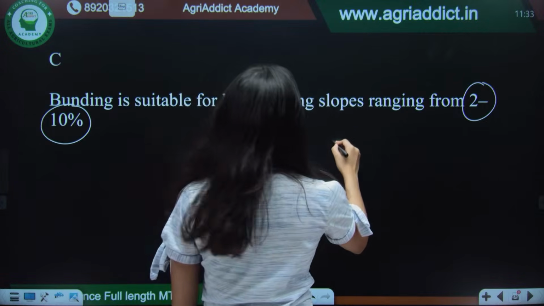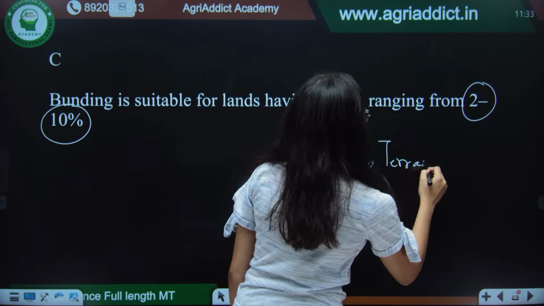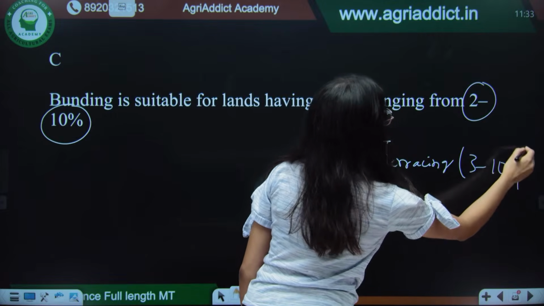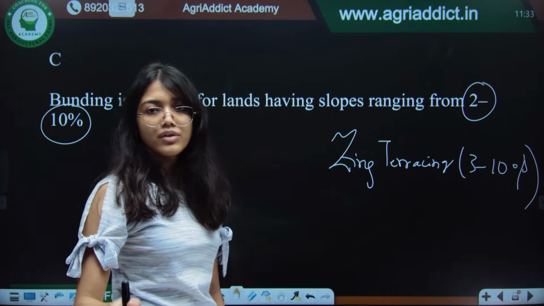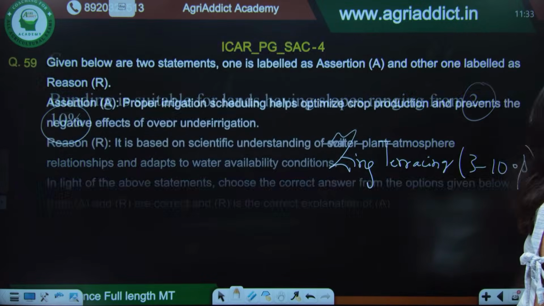Yes, 2 to 10% will be your slope, just as I mentioned. And another thing, for zinc terracing, the slope should be from 3 to 10%. So you should be very clear with the percentage of slopes. Yes, option number C will be the correct answer.